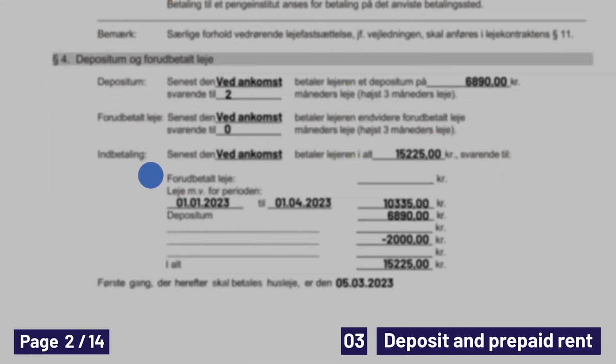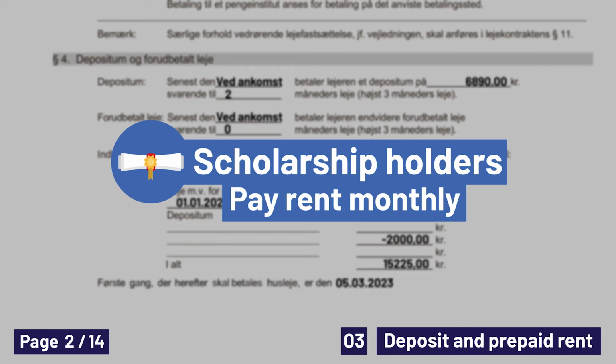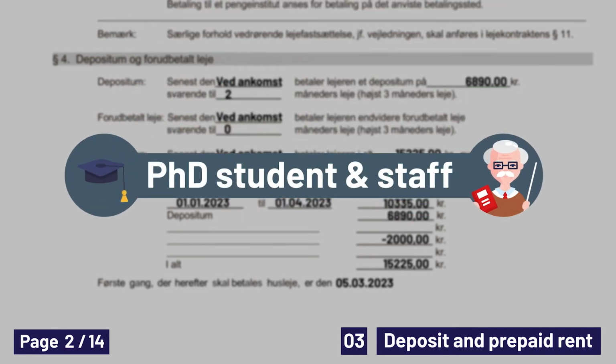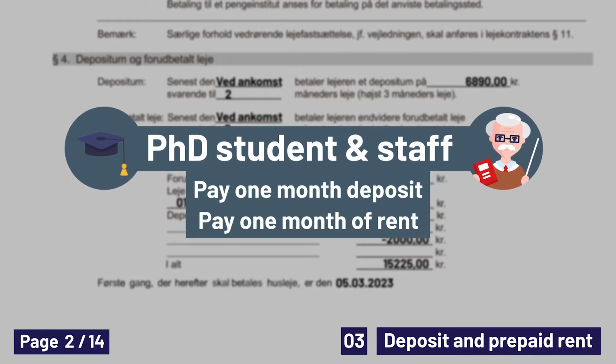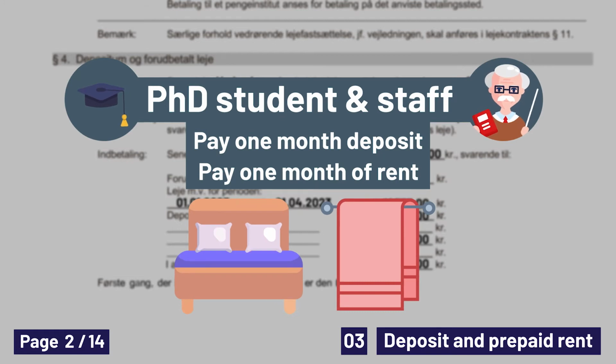If you are a scholarship holder managed by Aalborg University, you have the possibility to pay the rent monthly. For PhD students and staff, you must pay 1 month deposit and 1 month of rent. Your payment can include towels and bedding if you have ordered that.